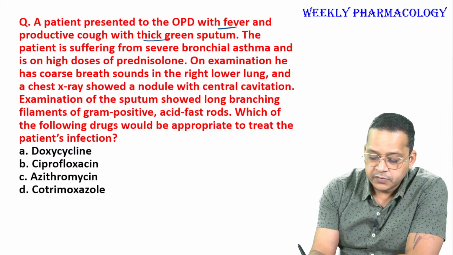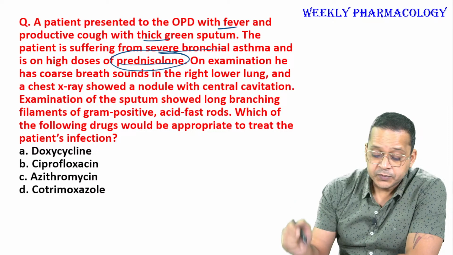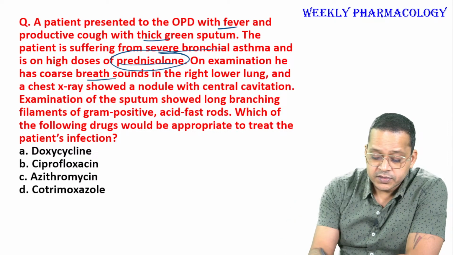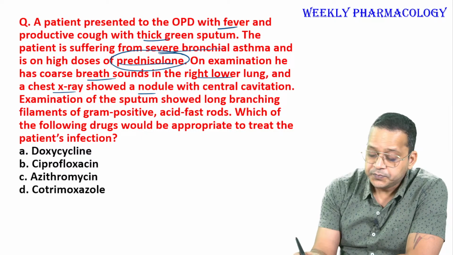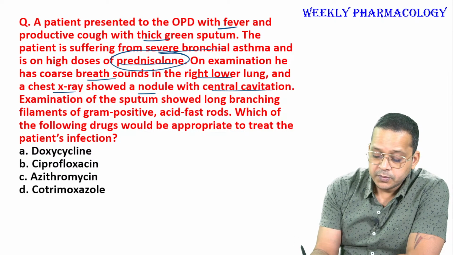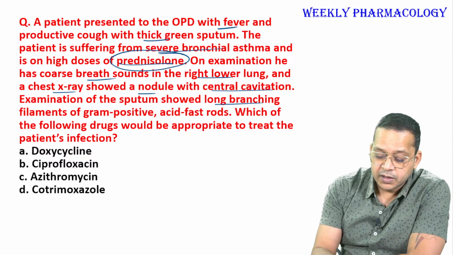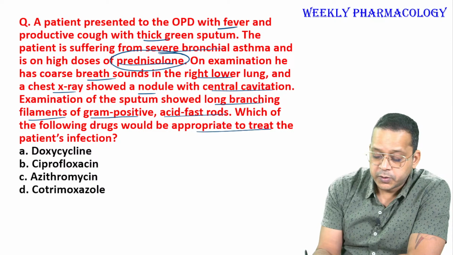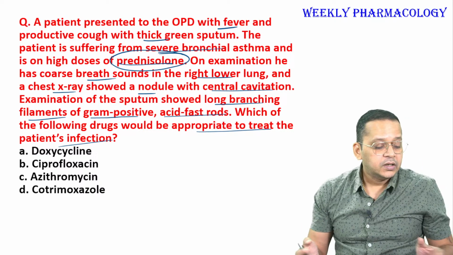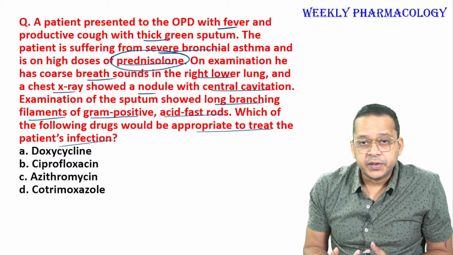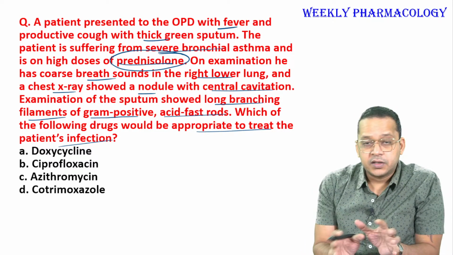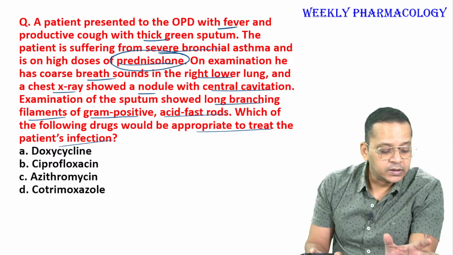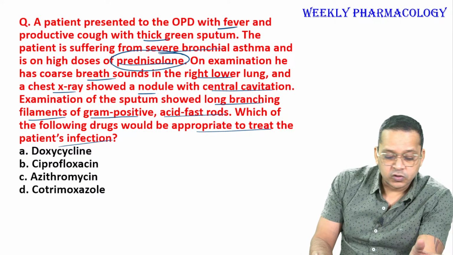All right, guys. A patient presented to OPD with fever and productive cough, thick green sputum. The patient is suffering from severe bronchial asthma and is on high doses of prednisolone, right? See, the patient is on steroids. On examination, he has coarse breath sounds in the right lower lung and chest x-ray showed a nodule with central cavitation. Sputum showed long branching filaments of gram-positive acid-fast rods. Which of the following drugs would be appropriate to treat the patient's infection? So it's basically more about diagnosis than treatment. If you can make a diagnosis, treatment is not difficult, right? A doxycycline, B ciprofloxacin, C azithromycin, D cotrimoxazole.